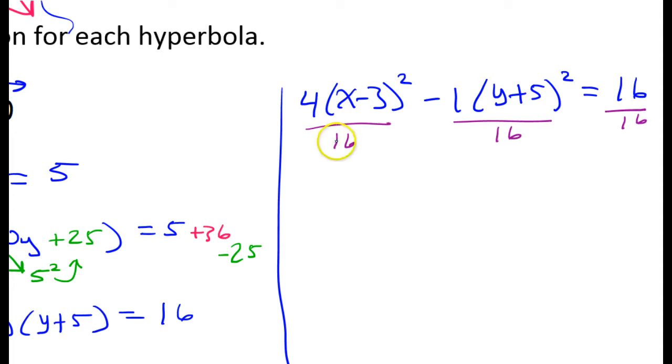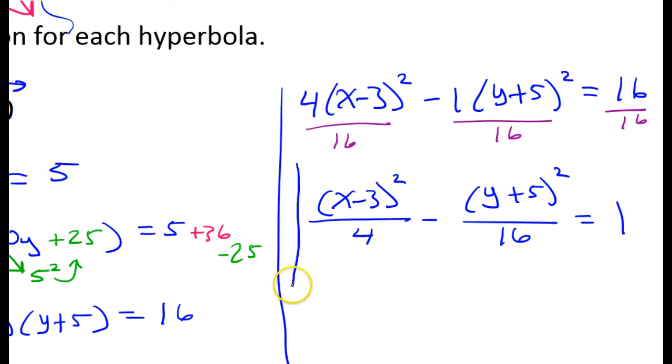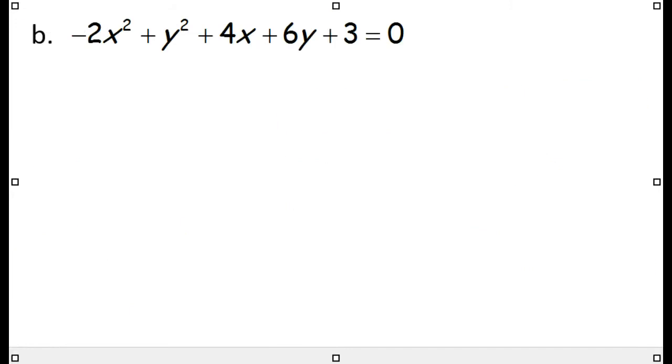Right, 4 over 16, that's 1/4. So I will have (x minus 3) squared over 4, and then minus, and I'm just going to not write the 1 anymore, (y plus 5) squared over 16 is equal to 1. And this will be the standard form equation of the hyperbola.